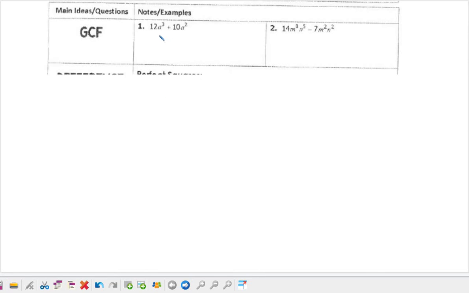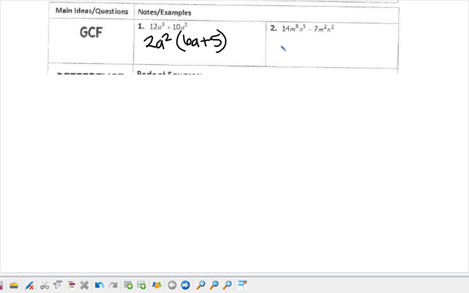So we look at our coefficients and our variables to determine what our GCF is. So our greatest common factor of 12 and 10 is 2. Our greatest common factor of a cubed and a squared is a squared, because both of them contain an a squared. So 12 divided by 2 is 6. A cubed divided by a squared leaves me with 1a. 10 divided by 2 is 5. And a squared divided by a squared is 1. Okay?